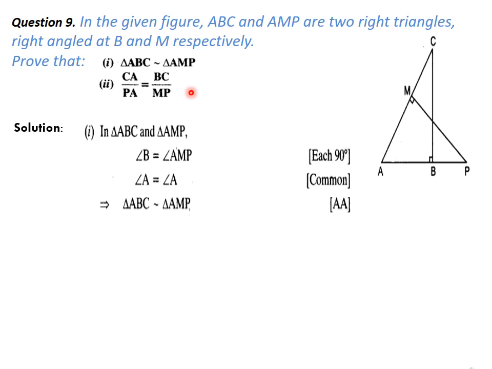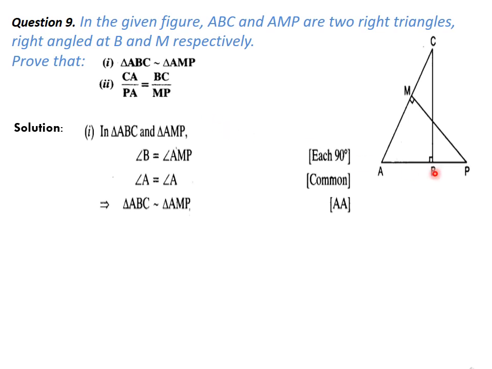In the second case, they have asked us to prove that CA by PA equals BC by MP. Let us look in the figure which triangles they are talking about. So, CA by PA is equal to BC by MP. CA and BC lie in triangle ABC, and PA and MP lie in triangle AMP. We take the first triangle from the numerators and the second triangle from the denominators.